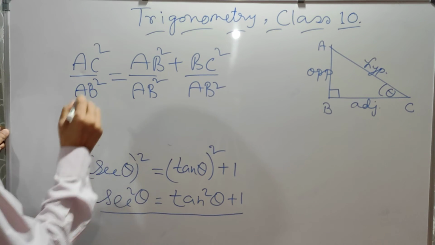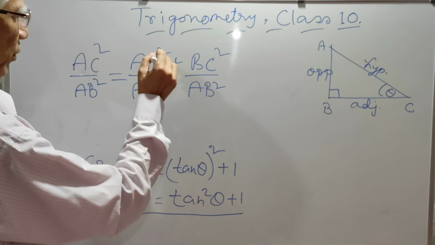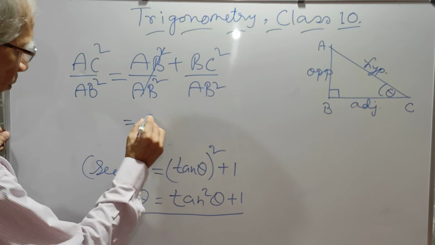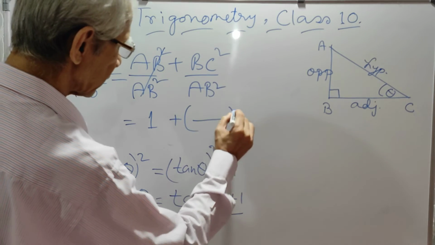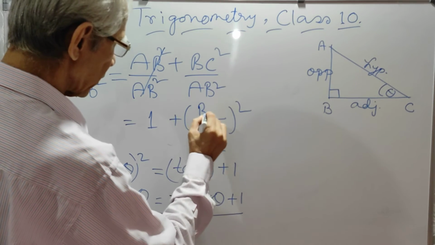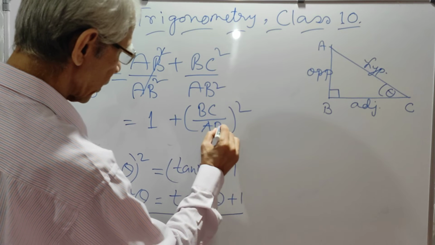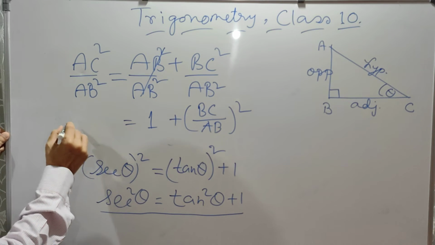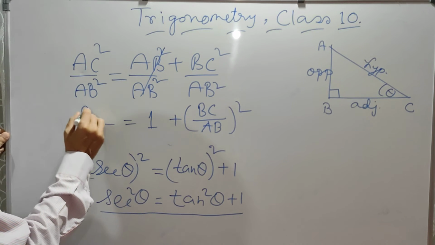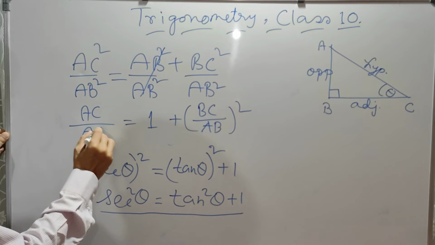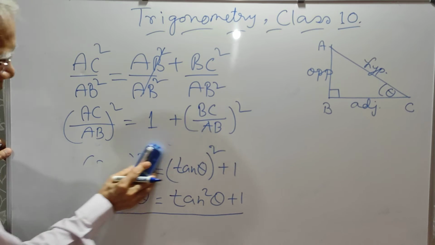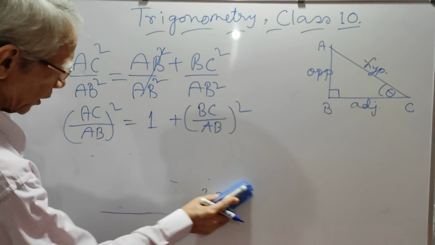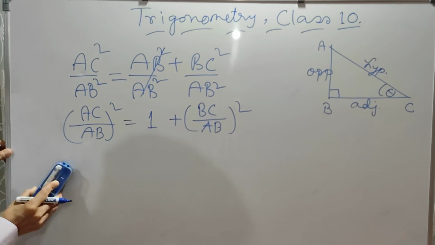AB square. All right. Now this will be 1. So here this will be 1. And this will be what? BC by AB whole square, isn't it? And what will be this one? AC by AB whole square. Is it clear? Okay. Now let us see the next step.